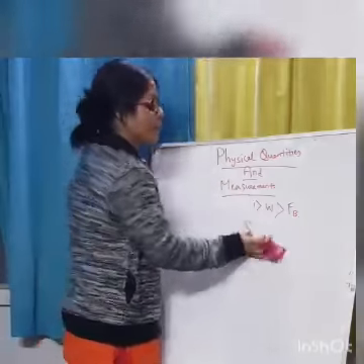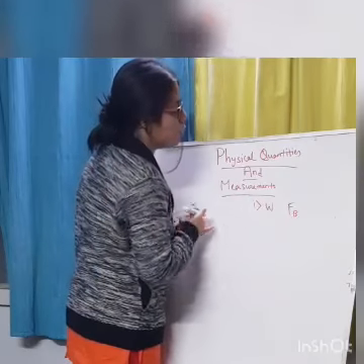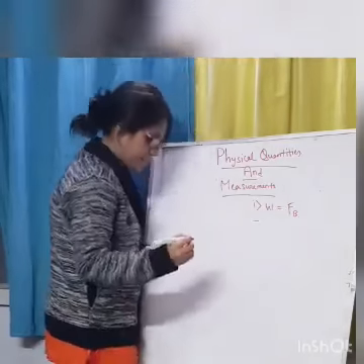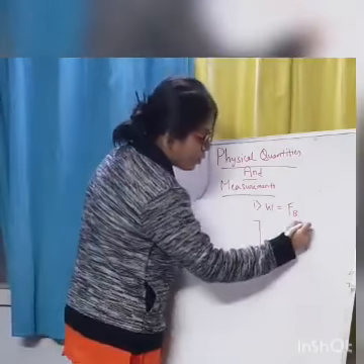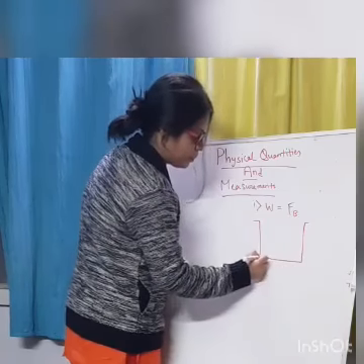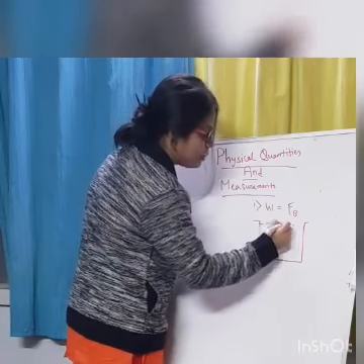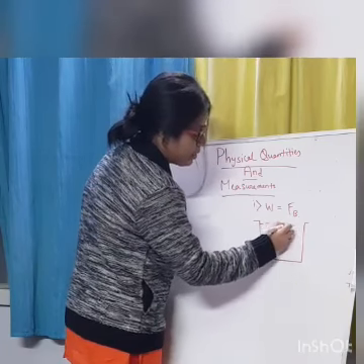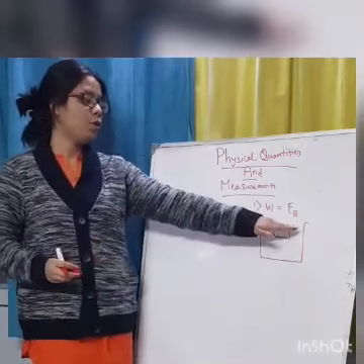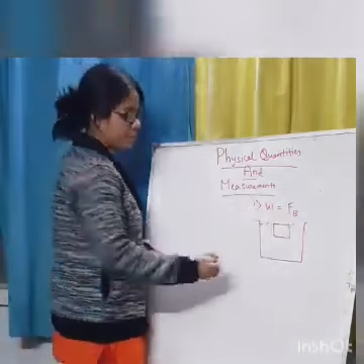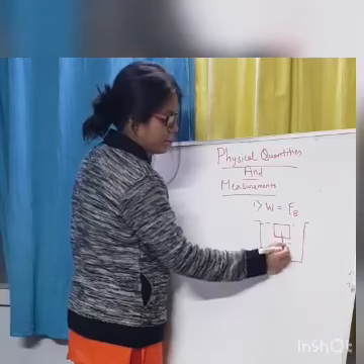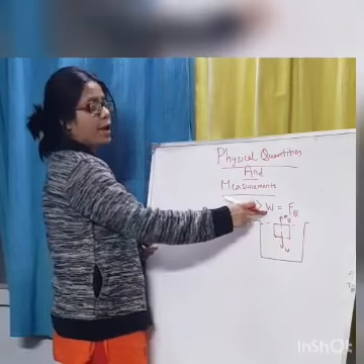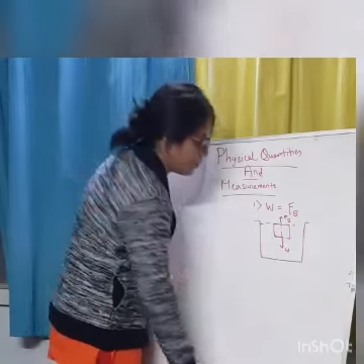The next case can be weight is equal to upthrust. What will happen in that case? The solid will immerse itself just below the surface of the liquid. So it will just remain below the surface of the liquid. Again, the weight is acting in the downward direction and the upthrust is acting in the upward direction. This is when the weight equals the upthrust of the body.